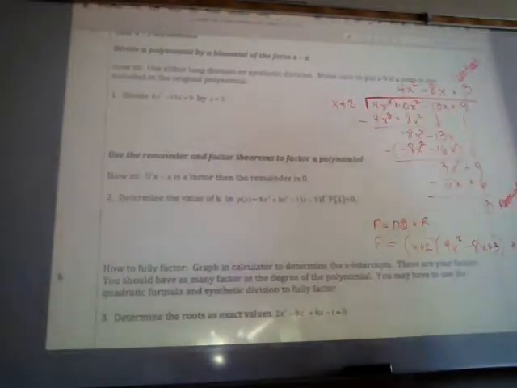Just a little review. What happens if that was a 0? What could I say about x plus 2? It divides evenly, so it's a factor. Good. Okay, that's long division.